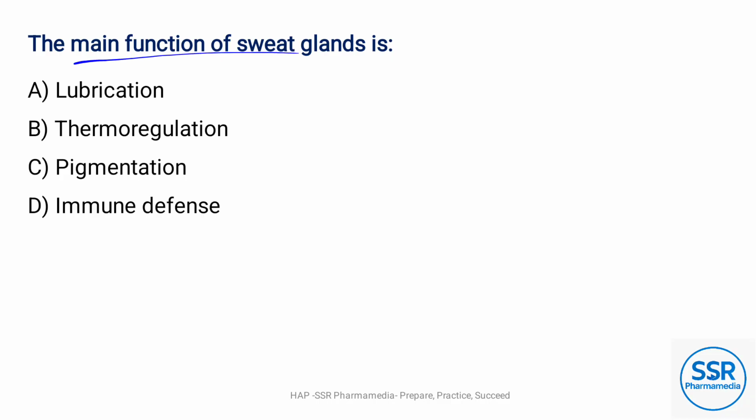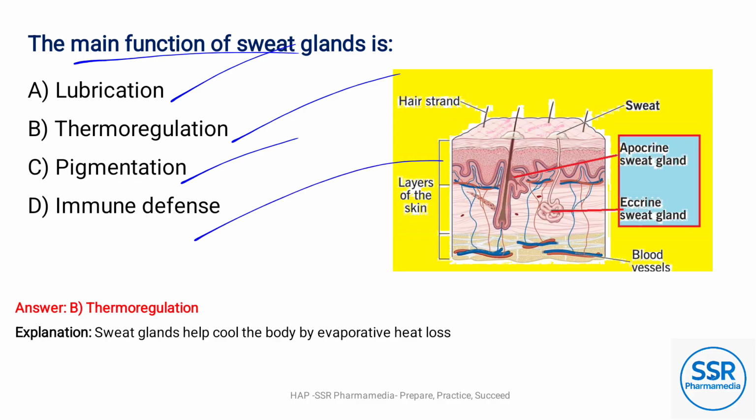The main function of the sweat gland is: option A, lubrication; option B, thermoregulation; option C, pigmentation; option D, immune defense. So the answer is option B, thermoregulation. Sweat glands help cool the body by evaporative heat loss. The sweat gland is present over here.